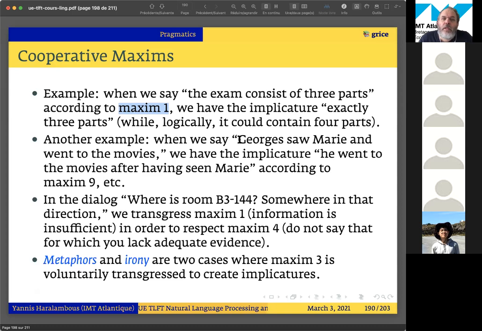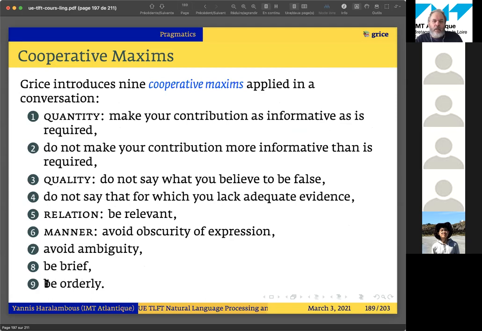Another example, when I say George saw Marie and went to the movies, logically, I have two sentences, George saw Marie and the sentence George went to the movies. But in fact, this "and" also has a temporal meaning. So he first saw Marie and then went to the movies. And this is maxim number 9, be orderly. So put an order in things you say, and this order can be temporal, can be the order of importance, and so on.